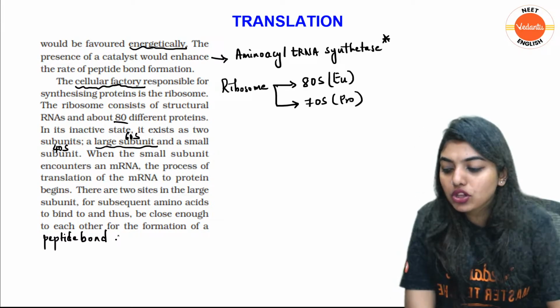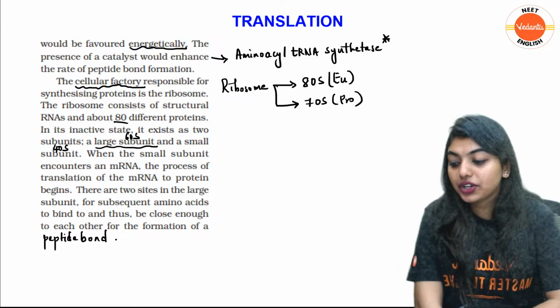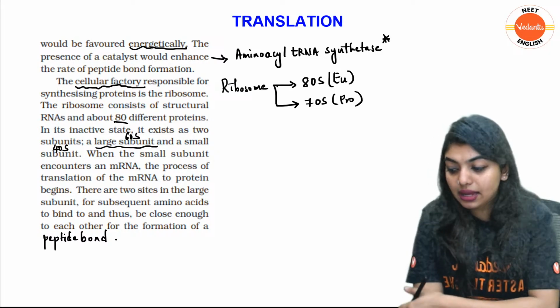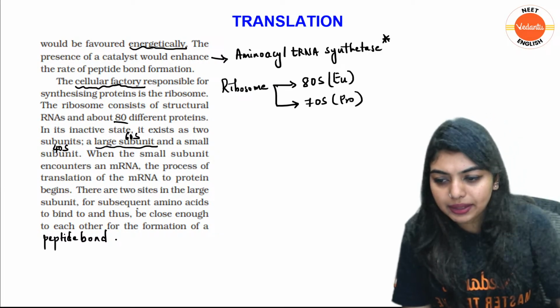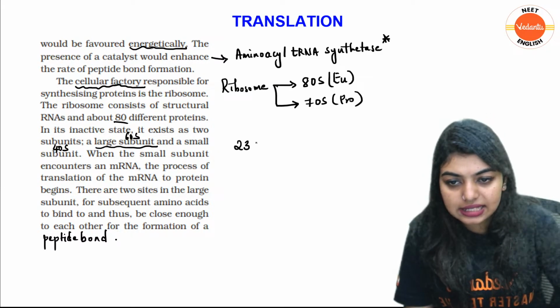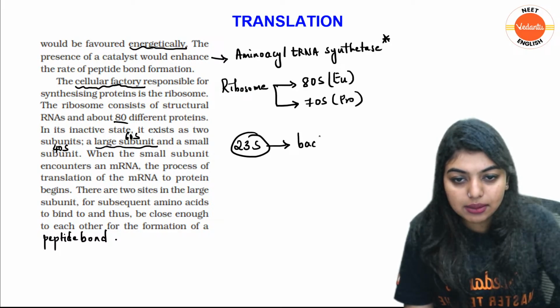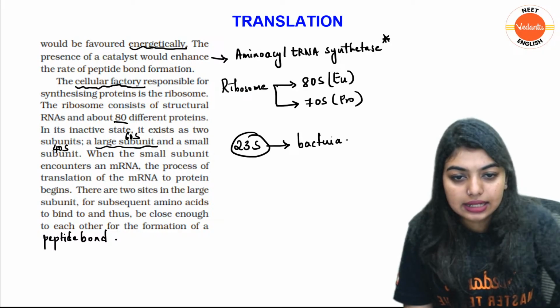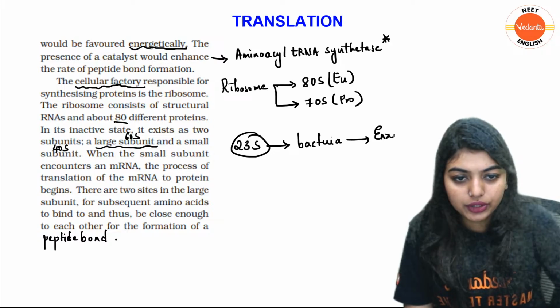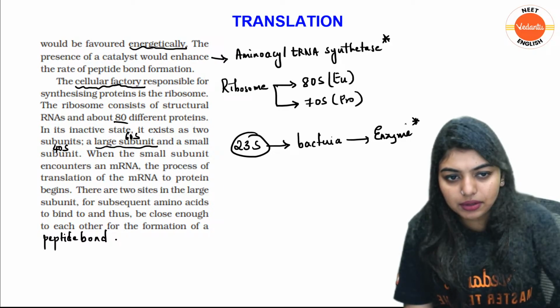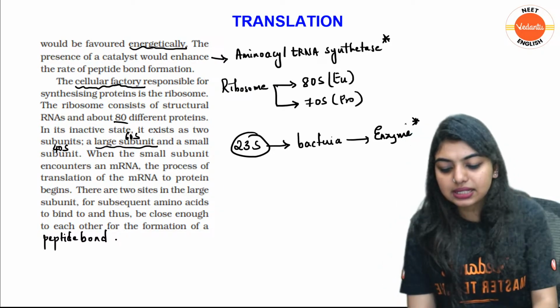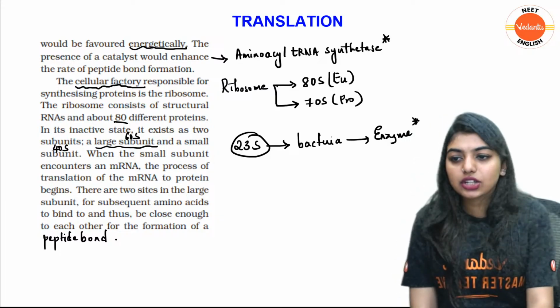Now, the ribosome also acts as a catalyst, that is, the 23S rRNA in bacteria is an enzyme for the formation of the peptide bond. Which one? The 23S rRNA in bacteria, not in humans, acts like an enzyme. PYQ question. Is this clear? Simple, easy. That's all. Translation done.